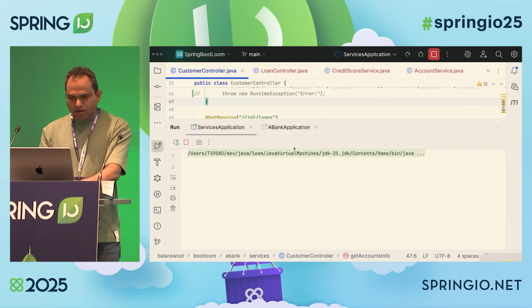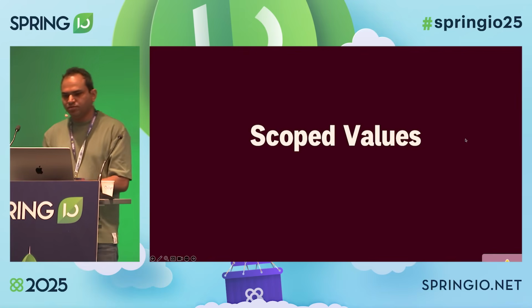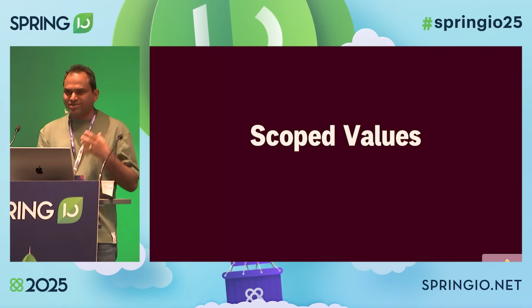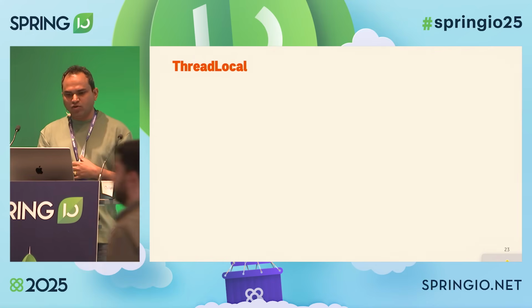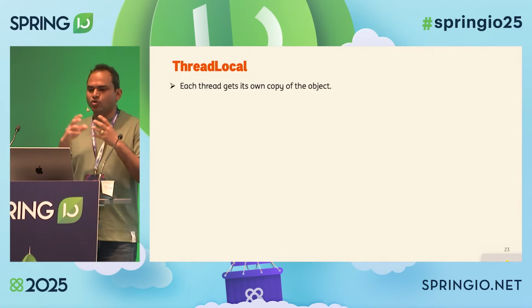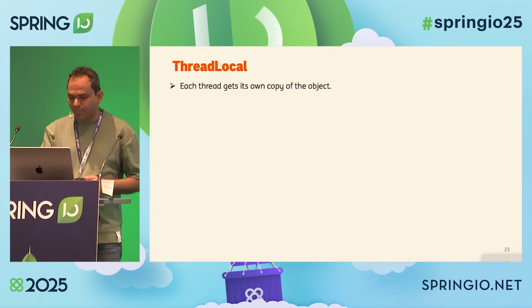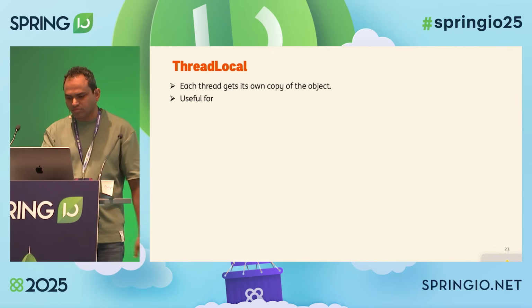Then let's move on to the third part of this talk, which is scoped values. That's the third feature of Project Loom. For discussing scoped values, we should also discuss ThreadLocals. When you have a variable defined as ThreadLocal, each thread gets its own copy of that object, and that gives certain advantages. There are a bunch of things which ThreadLocals are useful for.